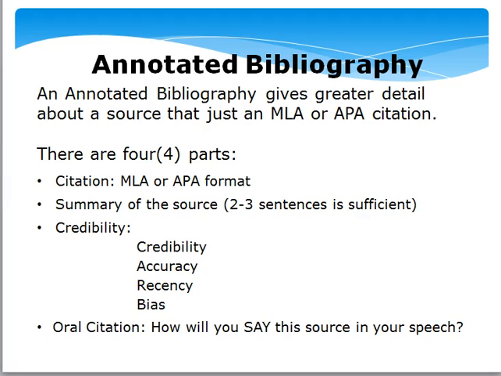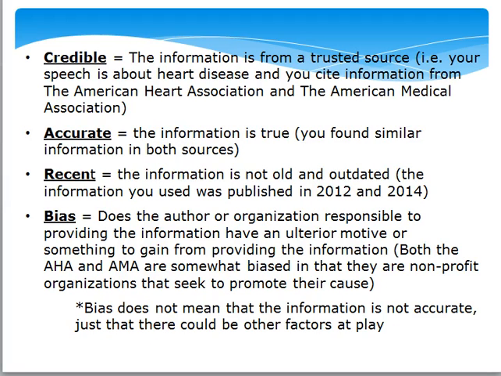You're then going to look at the source credibility. This is really the meat and potatoes of the annotated bibliography. Here you're going to look at the credibility, accuracy, recency, and bias. And we'll talk a little bit more about those in just a moment. And the last part of an annotated bibliography is the oral citation, how you hope to say the source in your speech. So let's take a closer look at this credibility section.